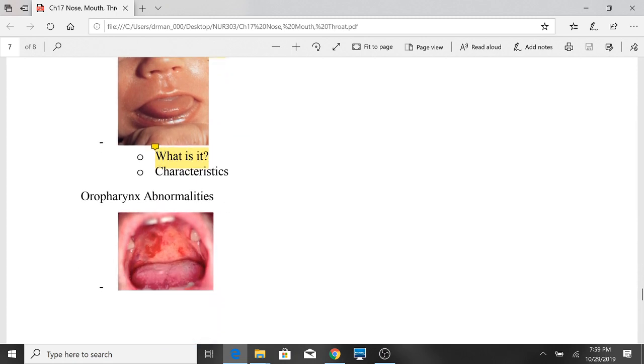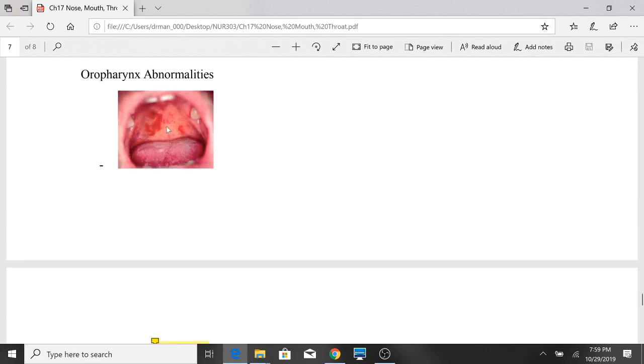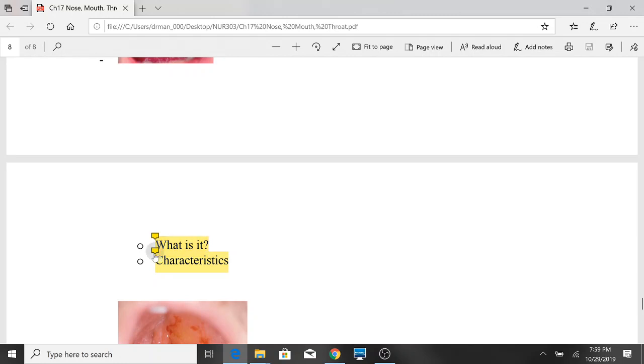Moving on to oropharynx abnormalities. This is an oral Kaposi sarcoma. It's kind of like a bruise, a reddish-blue lesion. Kaposi sarcoma.